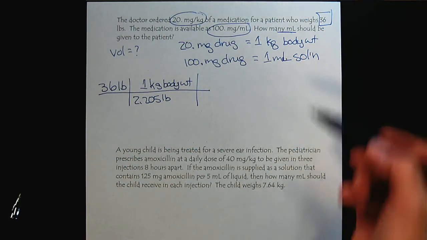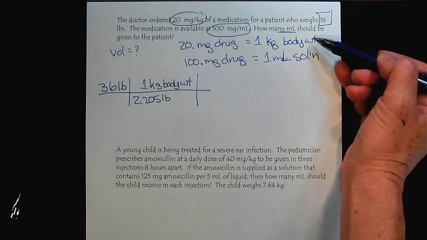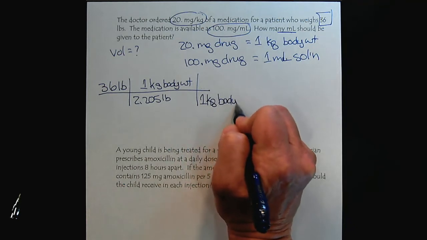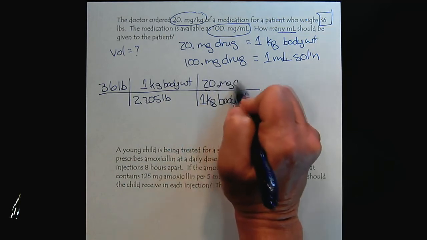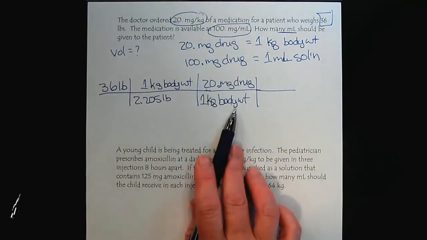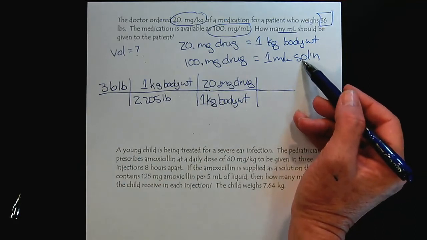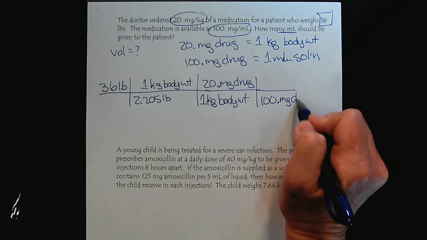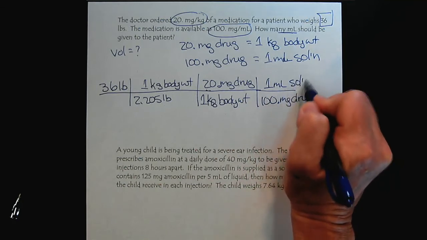So now we will use the first piece of information and determine the amount of drug the patient needs. For every kilogram of body weight, the patient needs 20 milligrams of the drug. So now we are out of body weight and into the drug. The drug is available to us in this solution. And in this solution, there are 100 milligrams of drug in every milliliter of this solution.